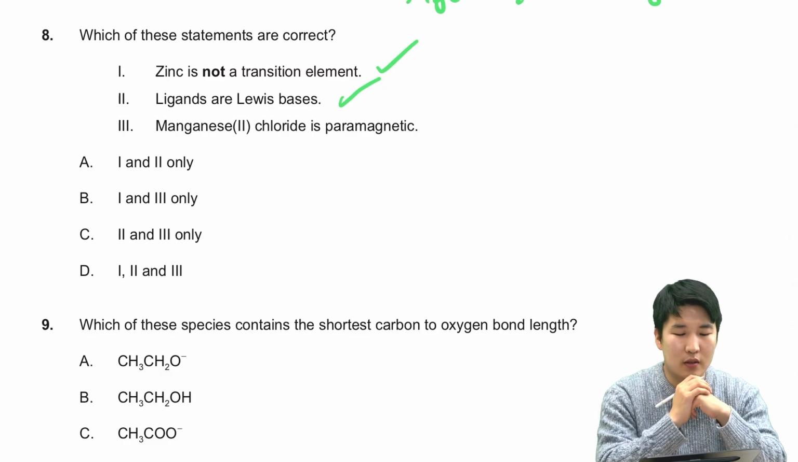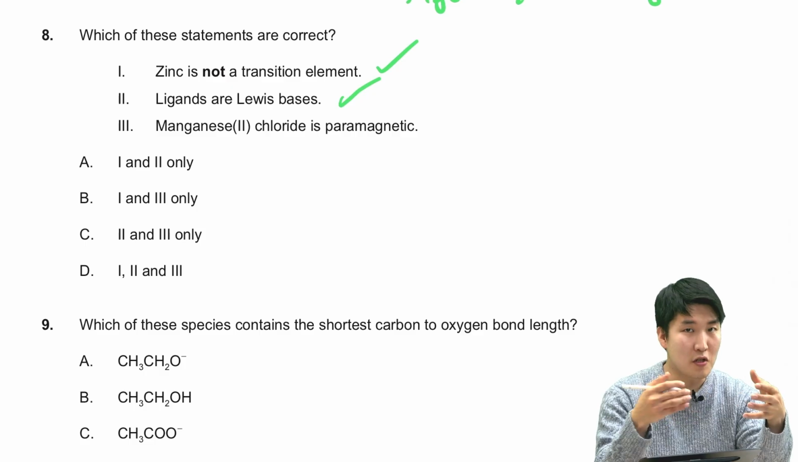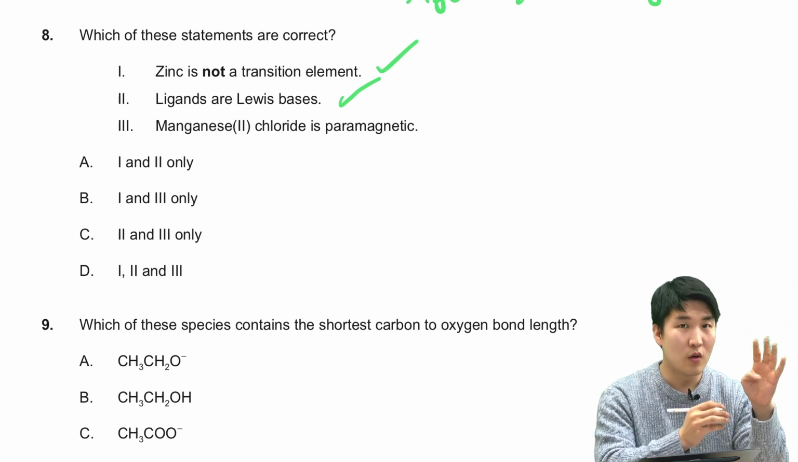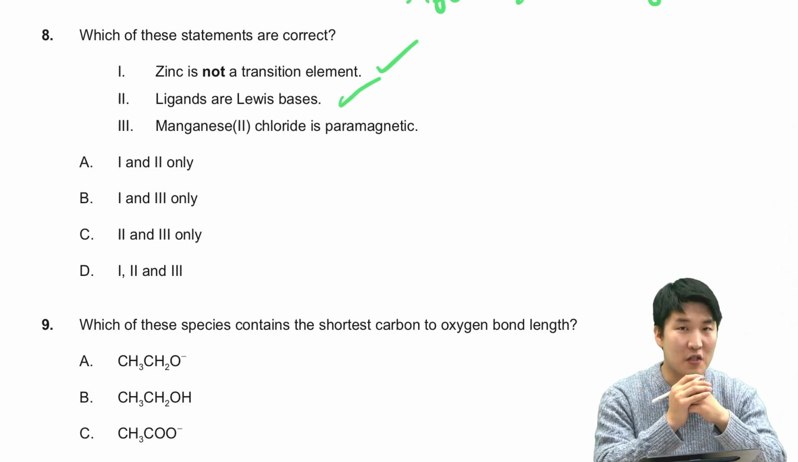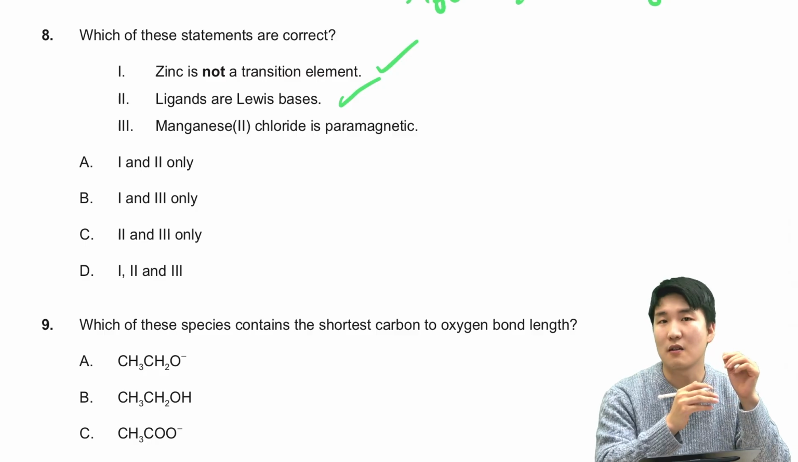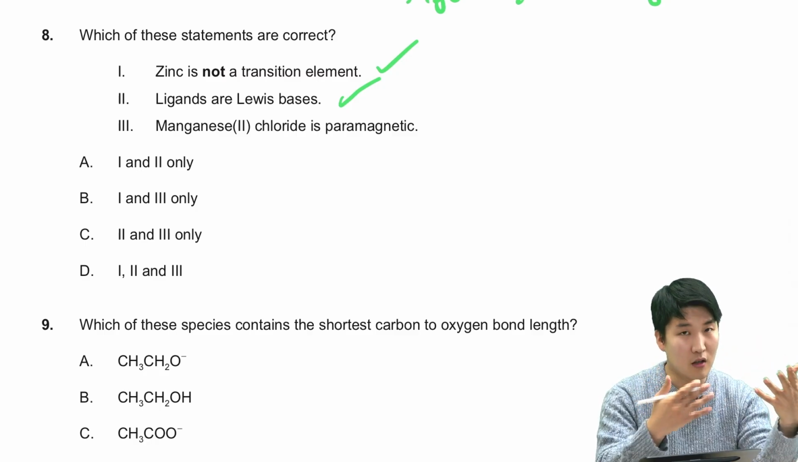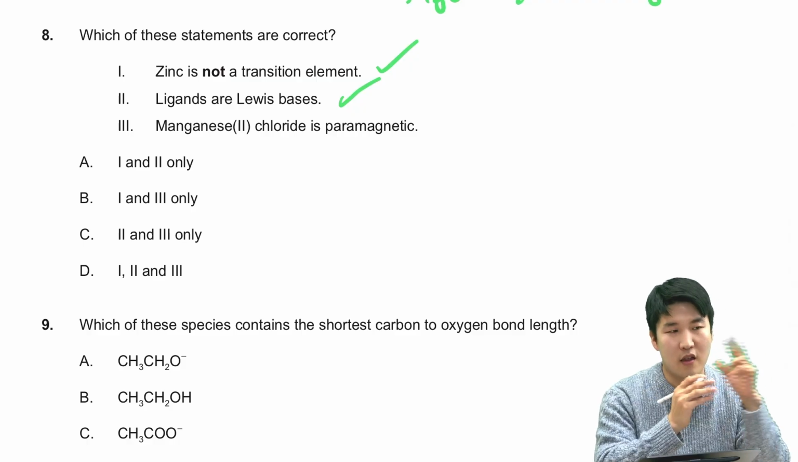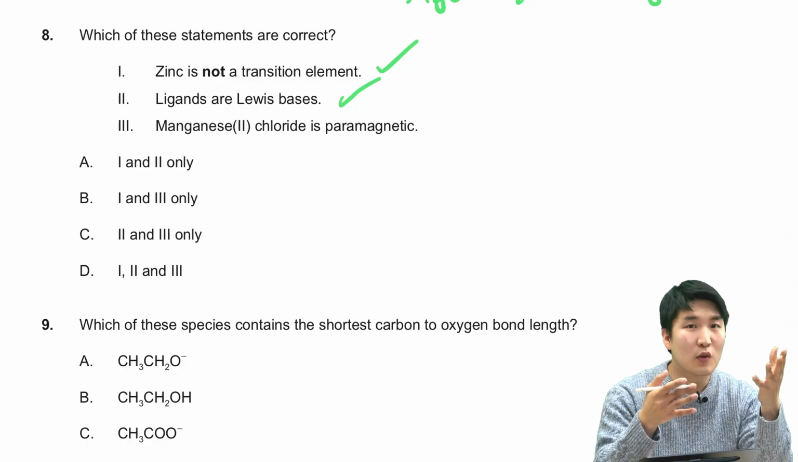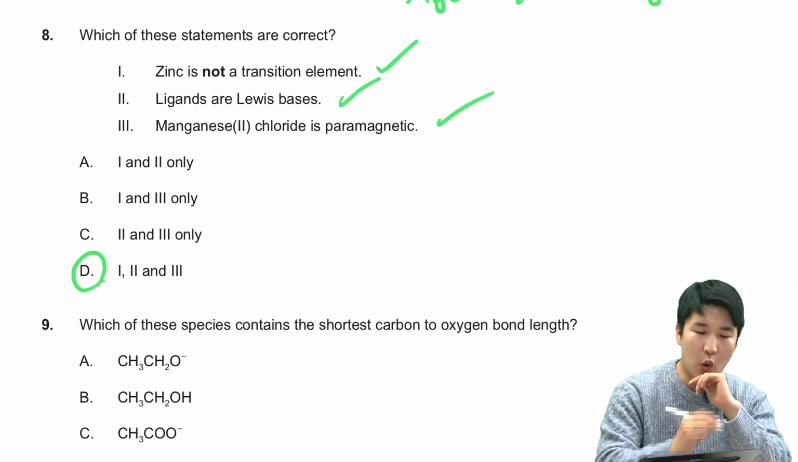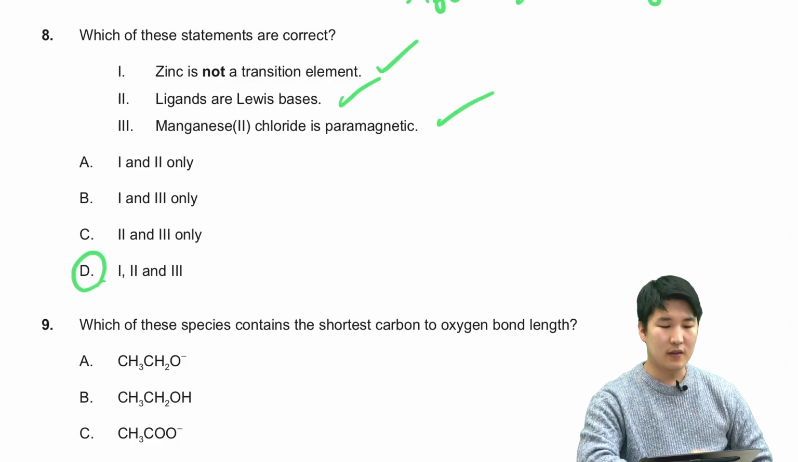Manganese chloride, an ionic compound where the metal is a transition metal, is paramagnetic. Paramagnetic is one of the 4 properties of transition metals. First one being variable oxidation states. Second, colored complex ion. Third being catalytic, with the 4th being paramagnetic. So all of the options are correct.